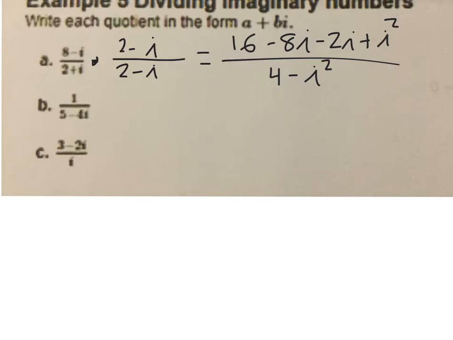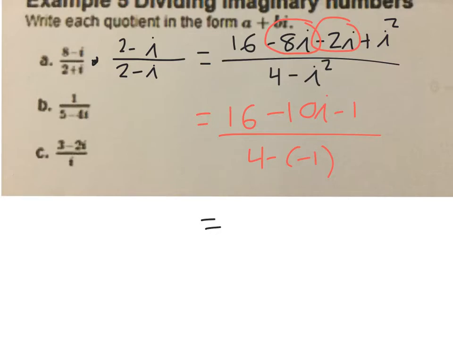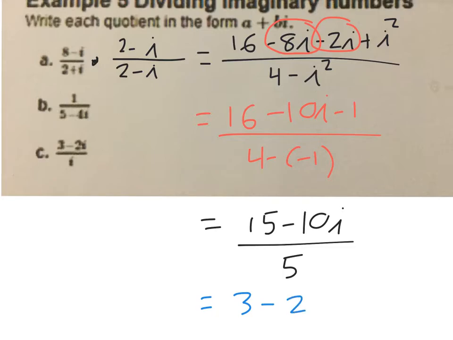So now, the next thing I do is I replace my i squareds. So that's going to give 16. And now, look, I've got some like terms here too. Negative 8i minus 2i gives negative 10i. And then i squared is negative 1, over 4 minus negative 1. So that's going to give 15 minus 10i over 5, which we can write as 3 minus 2i. You can divide all things by 5.